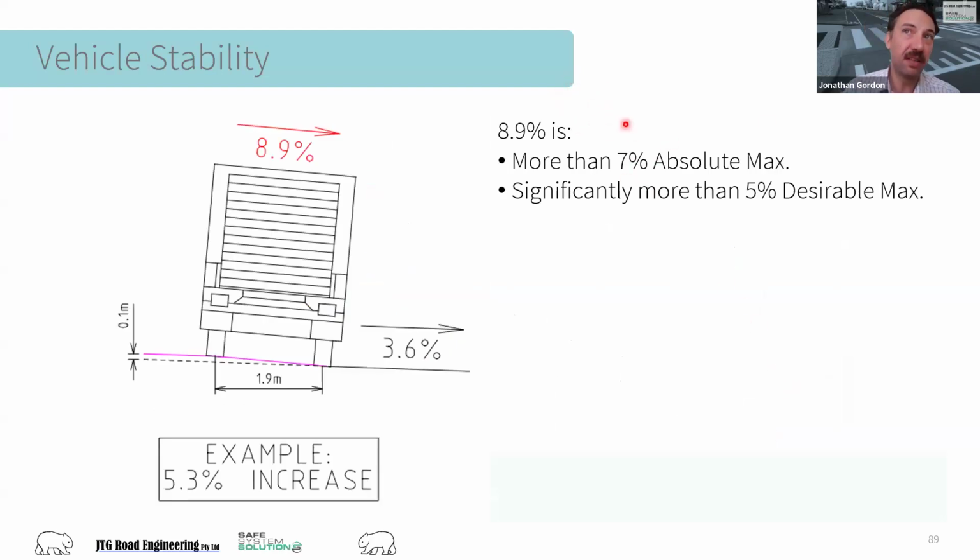8.9% is more than our 7% absolute max. So that's an issue. And it's significantly more than our 5%. And is this a major problem? I mean, for this site, I'd say probably. I wouldn't be happy looking at this sort of example and saying it's fine.